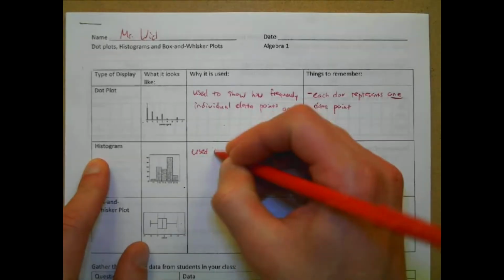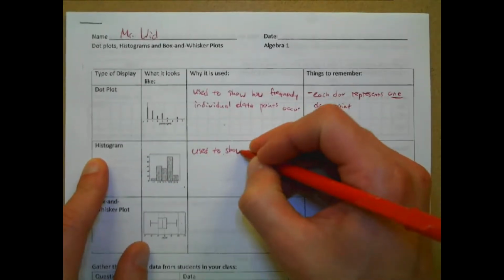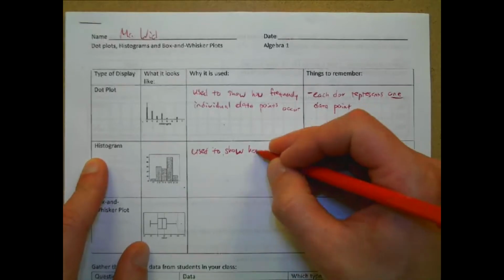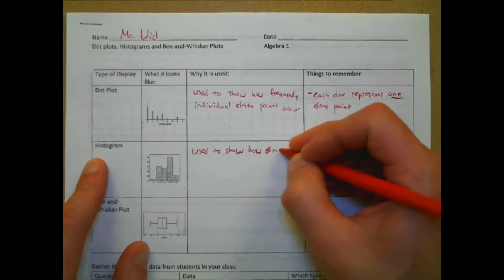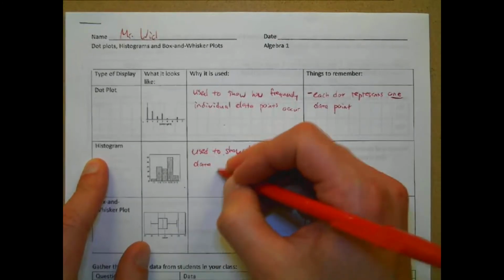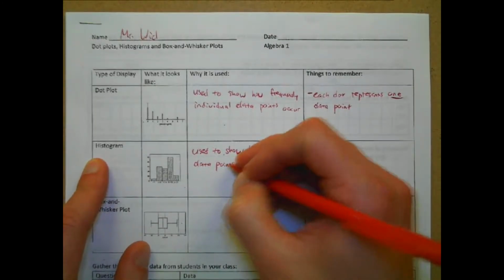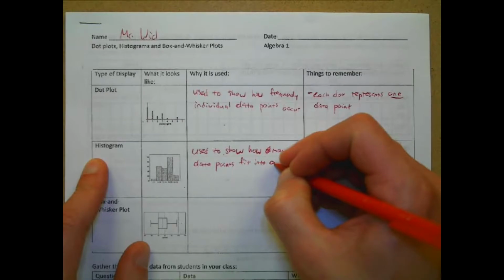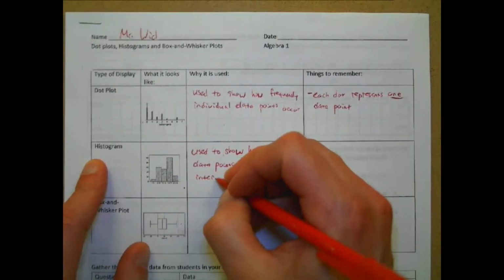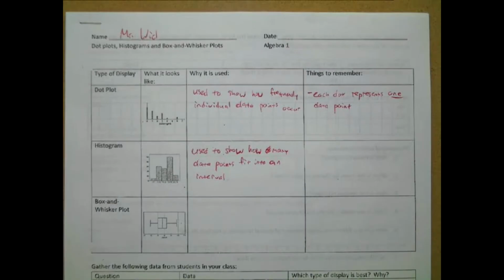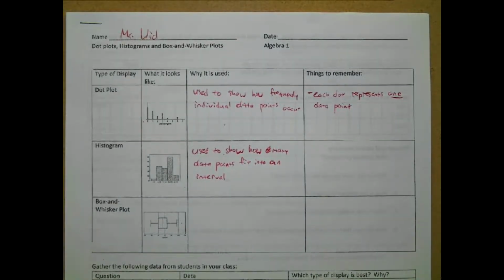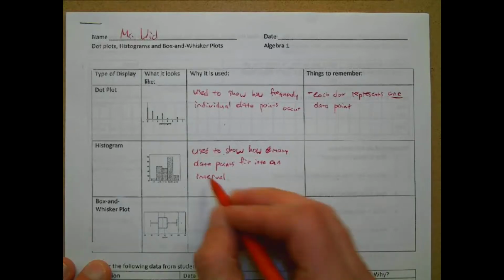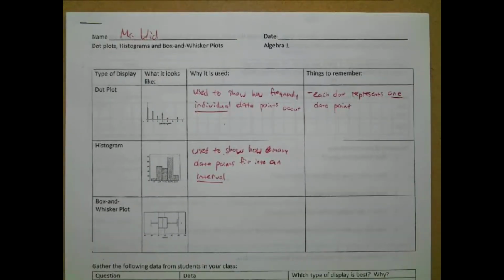A histogram is used to show how many data points fit into an interval. So you show how many data points fit into an interval. Okay, so dot plots show individual data points and how often they occur.